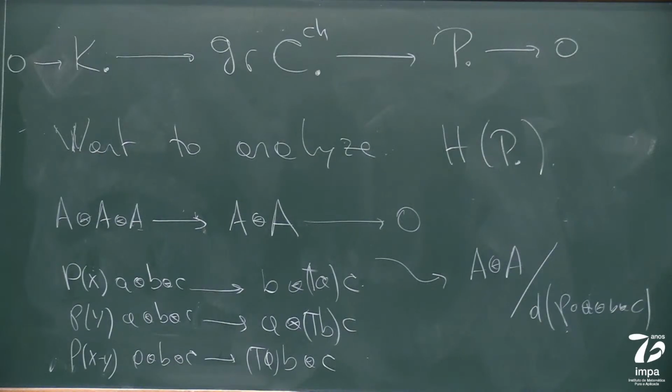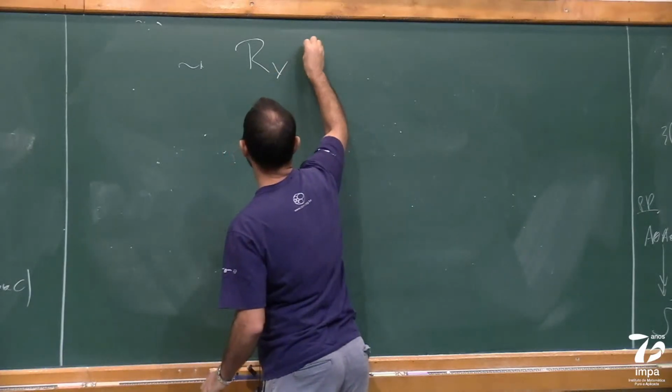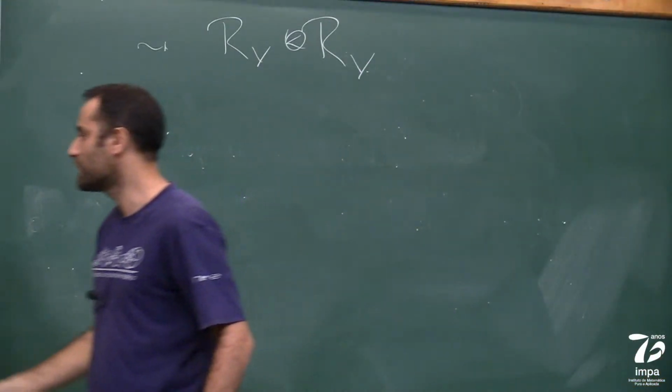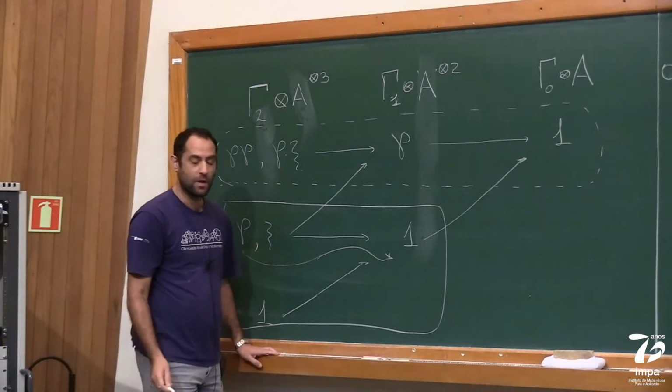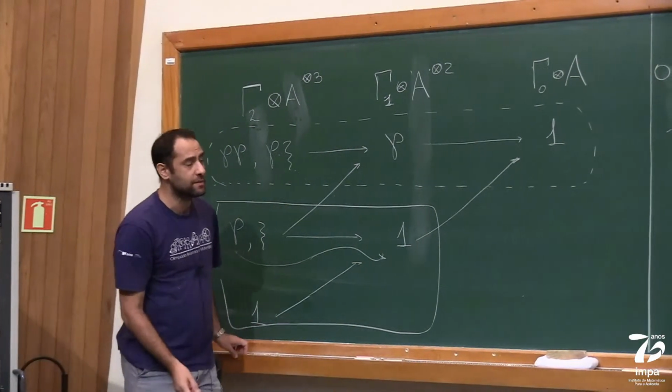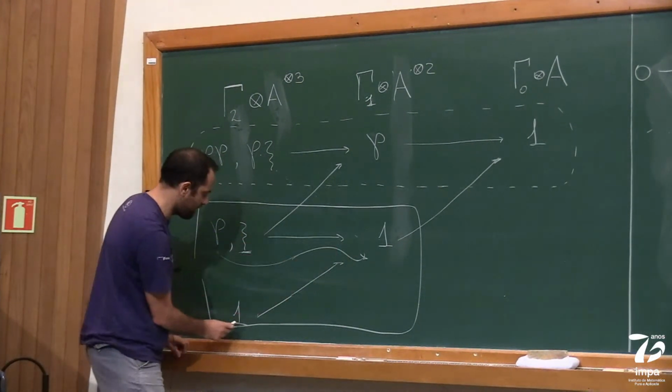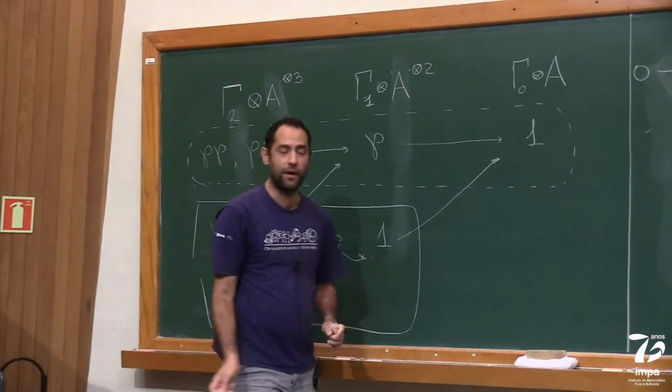So I get the quotient of RV tensor RV. This came from analyzing the quotient by the P functions here. But I still have a couple of differentials. I have this zeta function that goes to something here, and I have the 1 function that goes to something there.